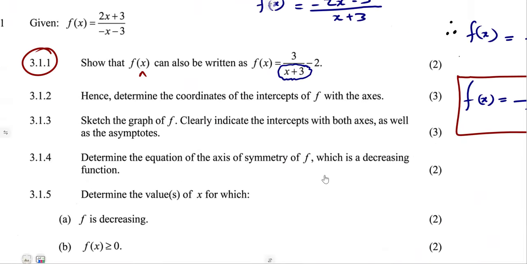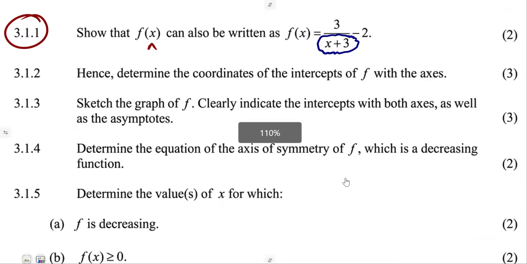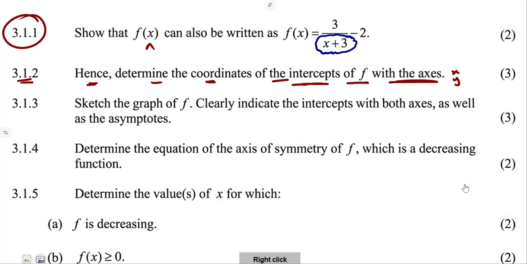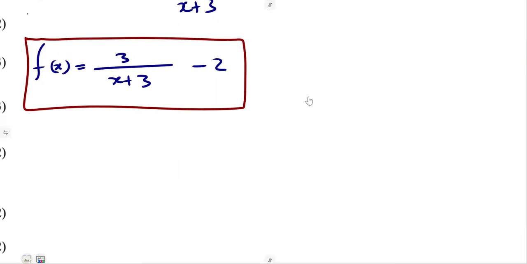Moving on to the other part of our question, which is 3.12. Hence, from that part, it's a continuation, guys. From that part, continue to determine the coordinates of the intercepts of f with the axis. So the intercepts with the axis, we're talking about the x and the y intercept, all right? So that's our 3.12, the intercepts. In this case, we are having a continuation, like I said, from our f of x, this one.